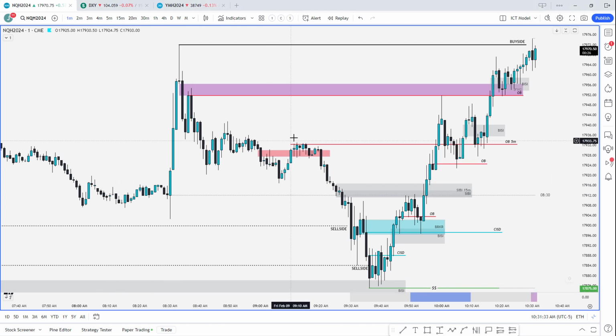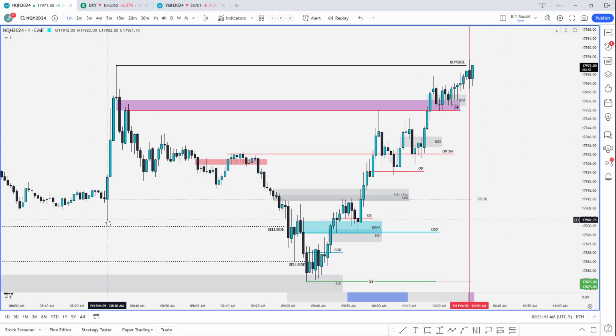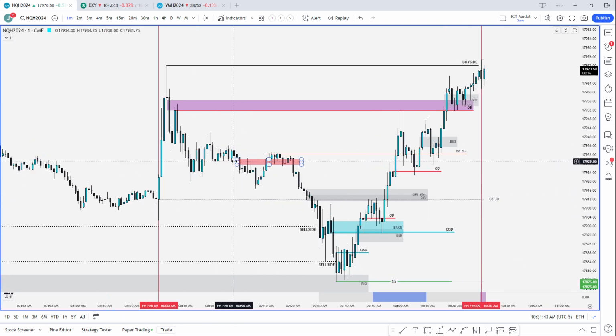Yeah, no problem. So there's your buy side sweep going right into 10:30. And that's your entire session right there. Nice market maker buy model. Not expecting it, but something definitely to look for.